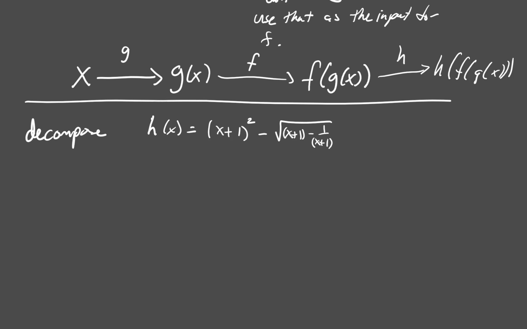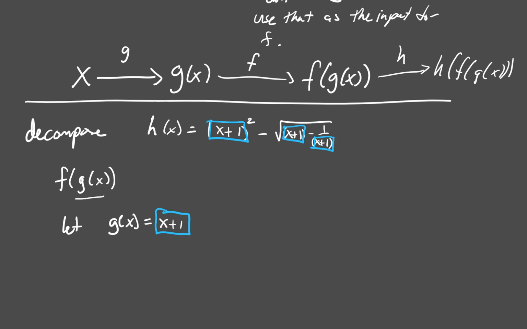Well, I see a lot of x plus 1's floating around, so maybe that should be my inside function. That's the function that I put into another function and think of it as the input. So we're going to decompose this as f of g of x. Right? So my inside function g of x is going to be the thing that shows up all over the place. So we're going to let g of x equal x plus 1. Okay, so this x plus 1 shows up here, and it shows up here.